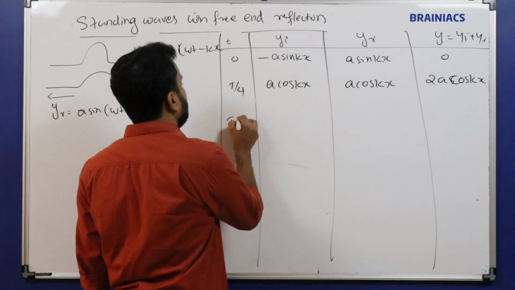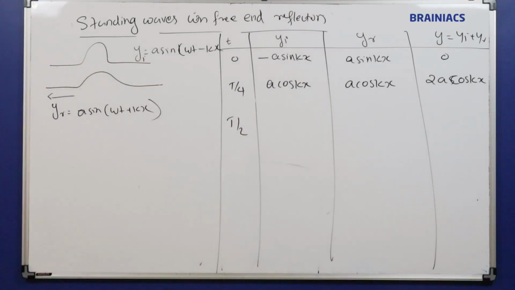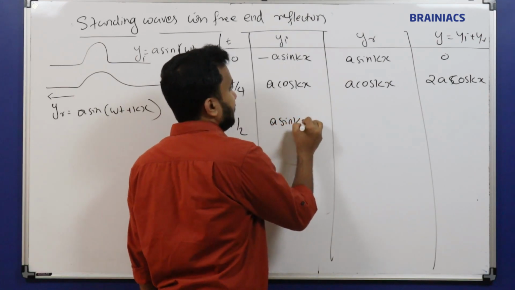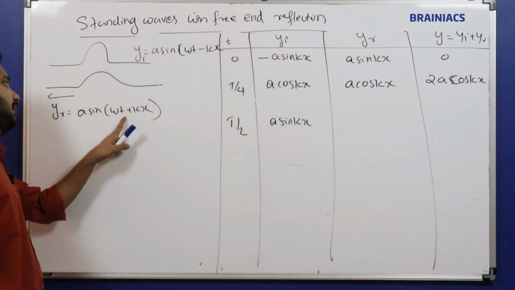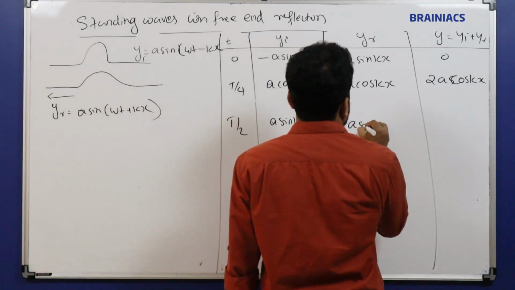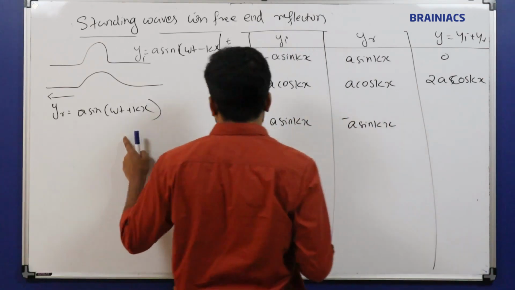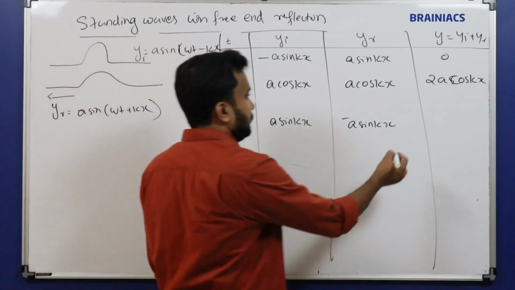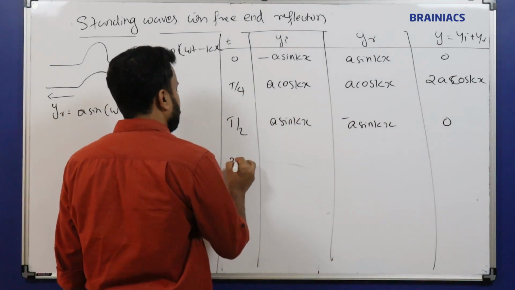Now at t is equal to T by 2. At t is equal to T by 2, in a sin of 2 pi by T, we substitute T by 2 for small t. So what will we get? We will get pi. So a sin of pi plus kx, a sin kx. But this is negative, because pi plus means it goes to the third quadrant, and in the third quadrant it comes as negative. So when we add both, what will you get? 0.